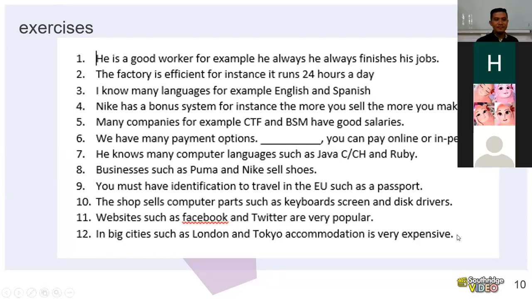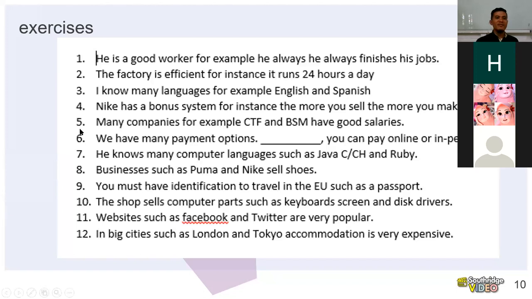Okay, please, Monica. Nike has a bonus system, full stop. For instance, comma, the more you sell, the more you make. Is it okay? Yeah, that's right. Nike has a bonus system. For instance, the more you sell, the more you make. Is it full stop or comma? Full stop, sir. Full stop.